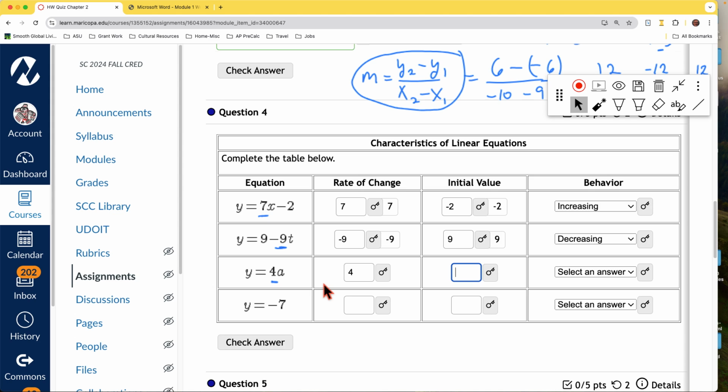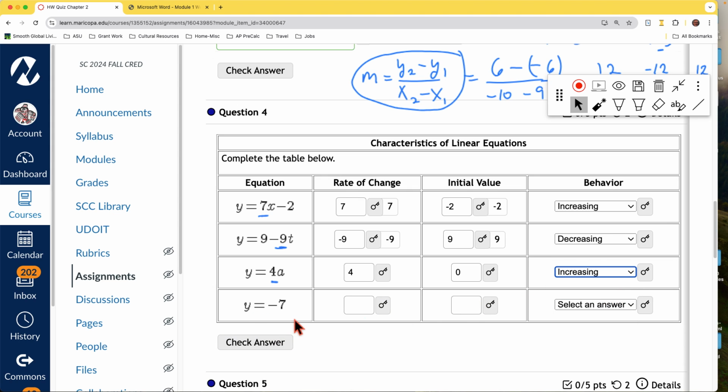So good. Sometimes we'll see just a, with nothing in front of the a, and that means the slope is 1. And what is the behavior of this line? The slope is positive. The initial value is 0. So this one is an increasing one as well.